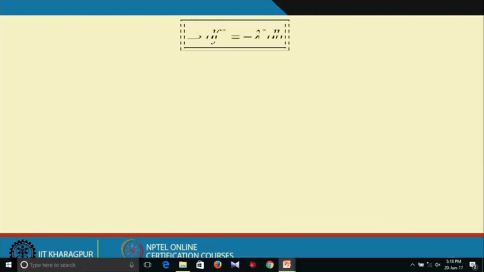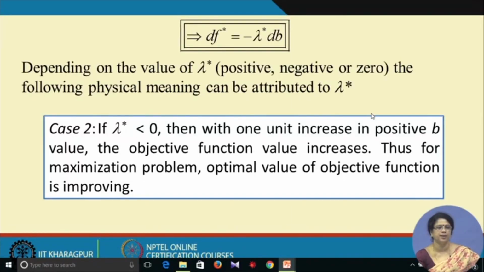Just take the reverse case, when lambda star is less than 0. If lambda star is less than 0 and there is a positive increase in b, what will happen? The f value will increase. That means it is bad for the minimization problem. That is the loss for the minimization problem, but that is the gain for the maximization problem. If I relax the space a little bit for lambda star positive, that is, if I relax the corresponding constraint, then we will get a better value for the maximization problem, but a worse value for the minimization problem.